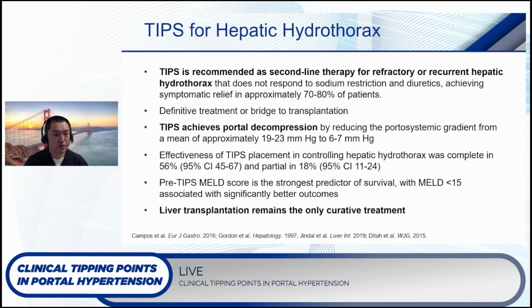And TIPS can achieve portal decompression, and that's sort of the underlying principle that we learned in some of the earlier slides. Effectiveness of TIPS placement in controlling hydrothorax was complete in 56% and partial in 18% in a recent study. The pre-TIPS MELD is the strongest predictor of survival. We saw this in TIPS for ascites as well as in varices, and MELD less than 15 was associated with much better outcomes. However, it's important to remember that liver transplant remains the only curative therapy in this population.